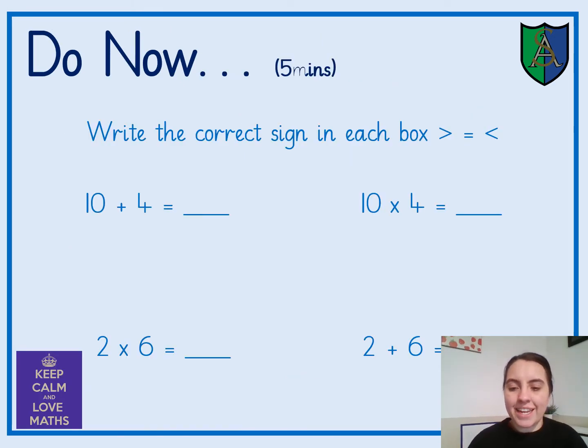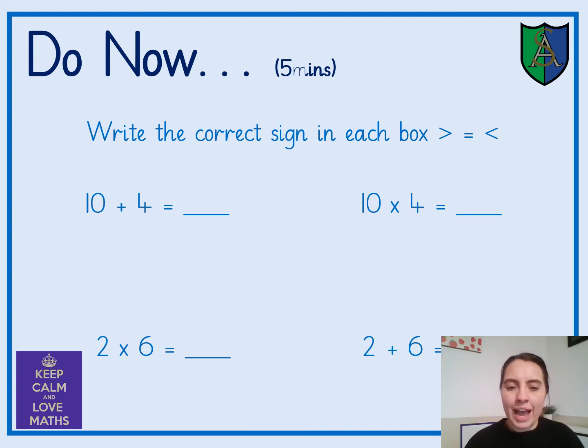So here is today's do now. You might want to complete this alongside me. Okay, what we're going to be doing is we're going to be doing 2 things. The first thing is we need to find the answers to each of the equations, and then we're going to be using our symbols to describe whether the answers are more than, less than, or equal to each other.